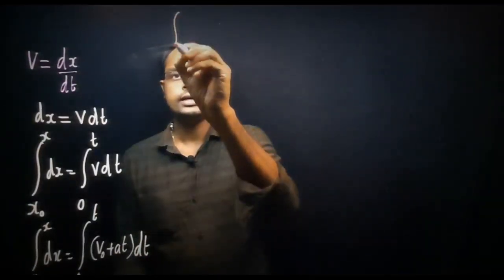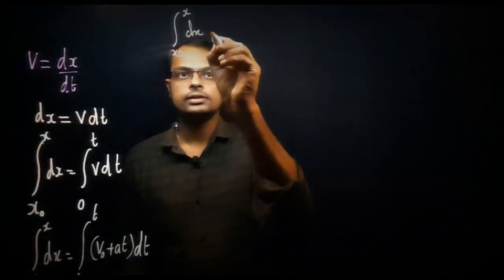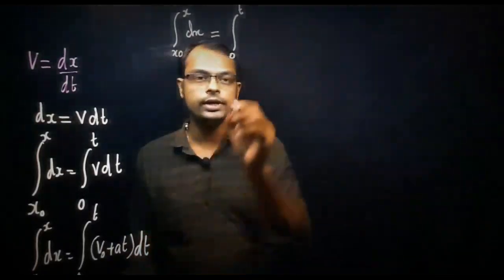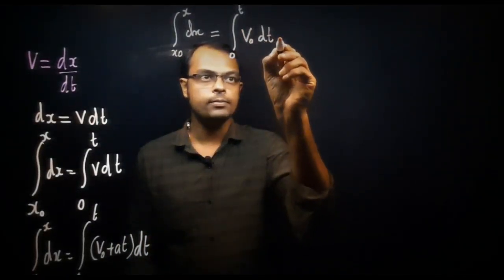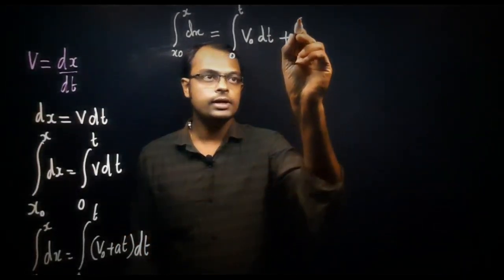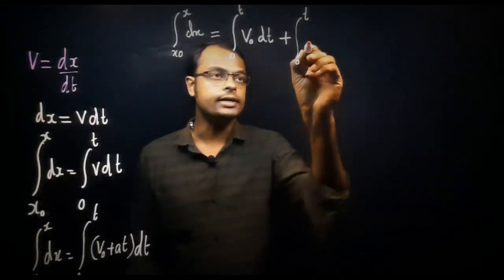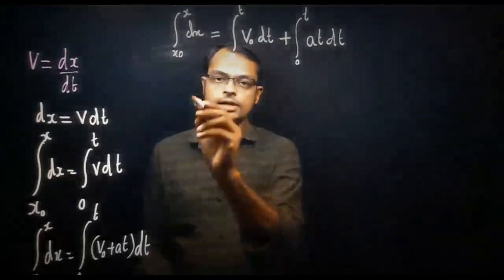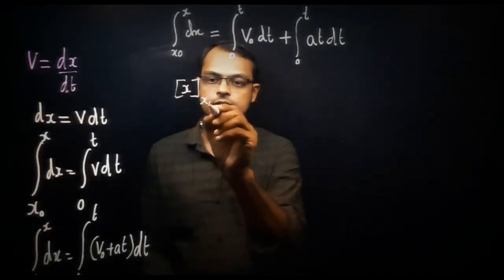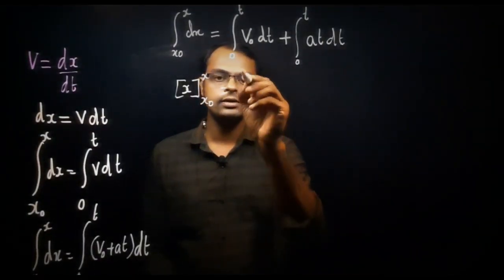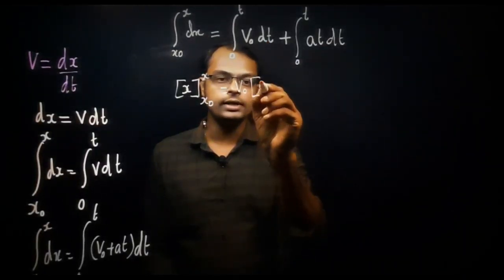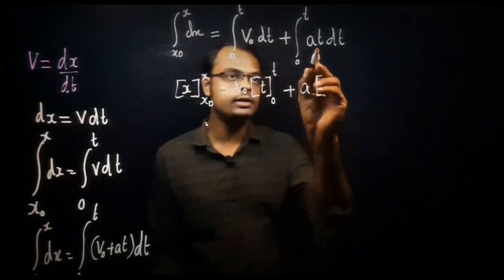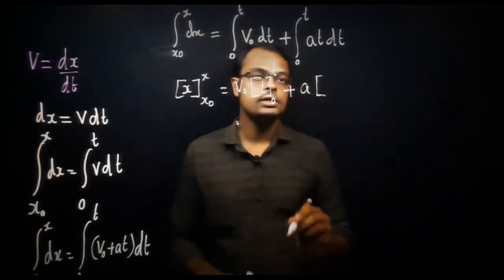Now you can write this equation as integral x0 to x dx is equal to, open the bracket, integral 0 to t v0 into dt plus, now separating the integration part, integral 0 to t at dt. We can divide the integration part like this. Now once again, same way, integral dx is equal to x, so we can write here x, limit is from x0 to x is equal to, v0 can be taken outside, so v0 into integral dt, dt is equal to t, limit from 0 to t, plus, here a can be taken outside, it becomes t dt. t dt means what? x to the power n dx. So what can we write here?